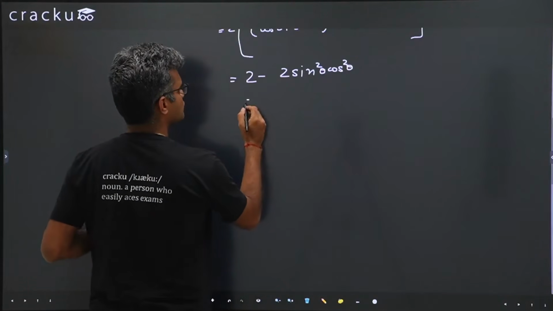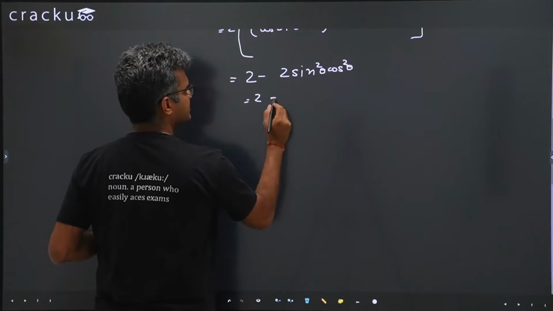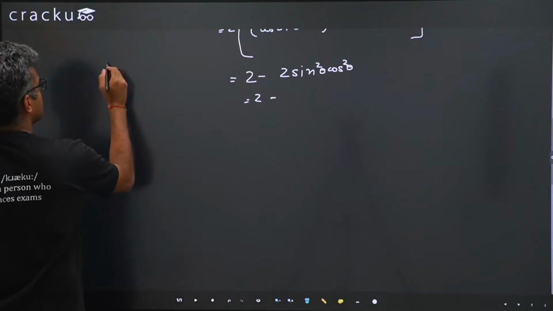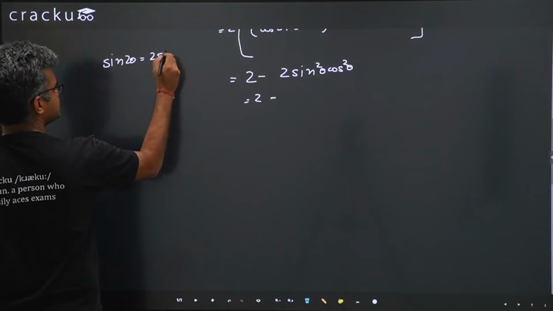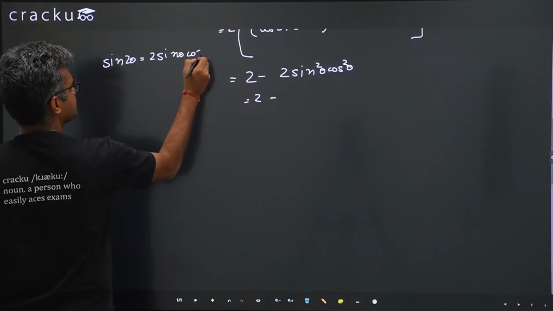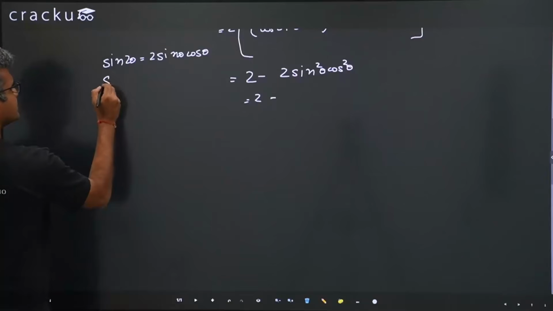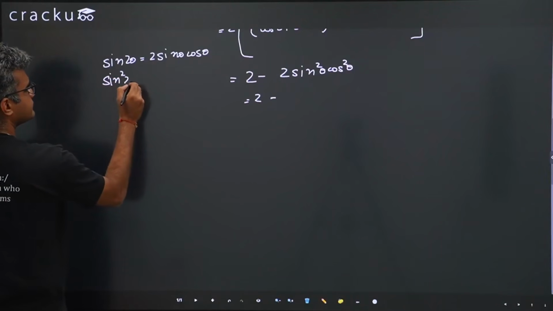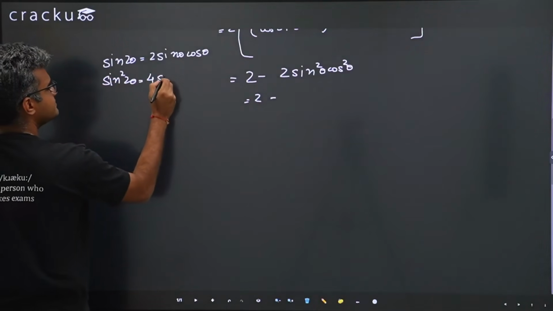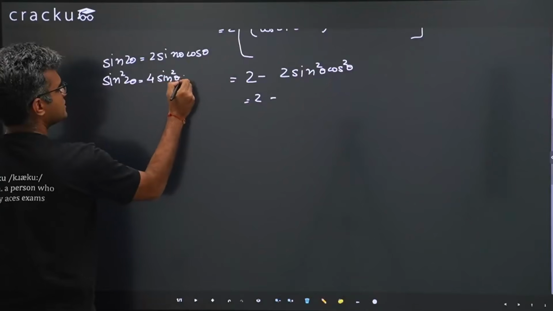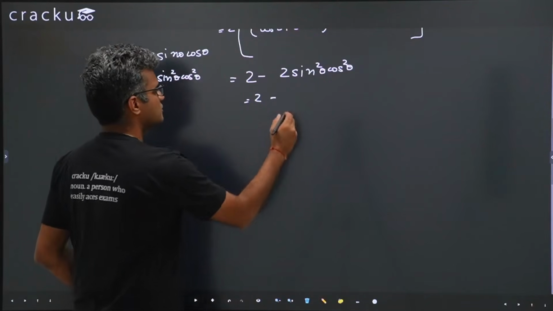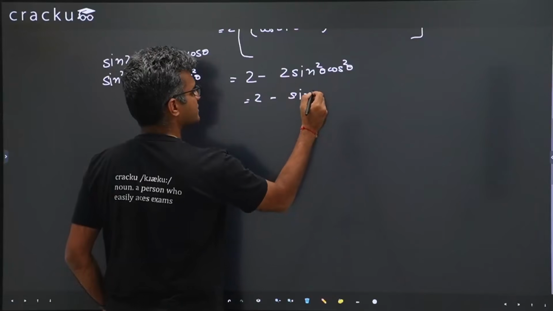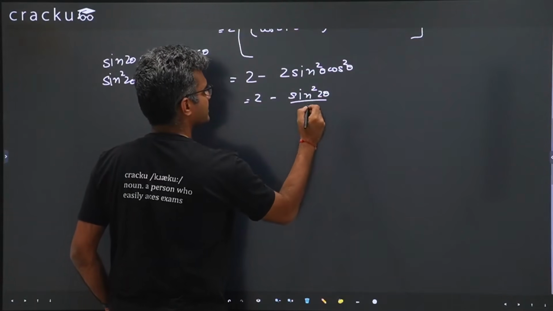This is equal to 2 times 2 minus... what do we know about sine 2 theta? Sine 2 theta is 2 times sine theta cos theta. So sine square 2 theta will be equal to 4 times sine square theta cos square theta. So this is equal to 2 minus sine square 2 theta divided by 2.